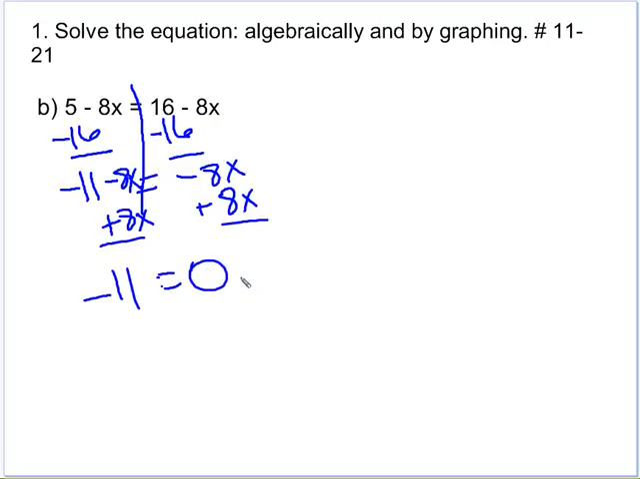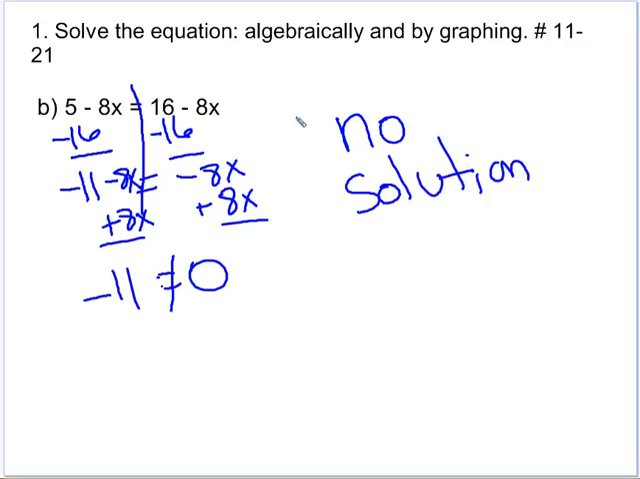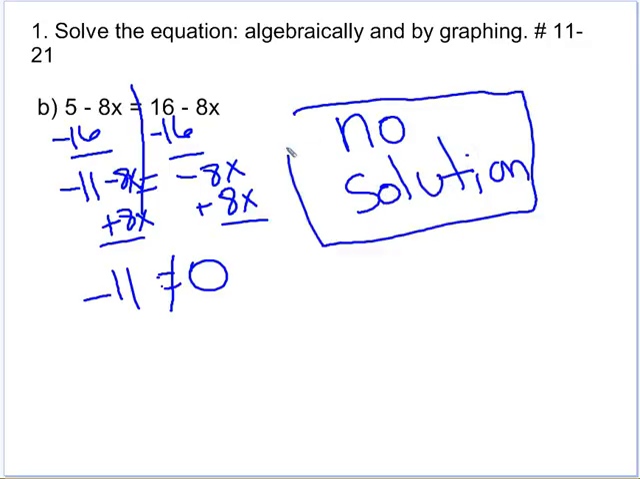What? You know that can't happen. Negative 11 can't be 0. It's either negative 11 or 0. In this case, there really is no solution. This whole problem doesn't make sense. So we would say no solution. But again, we showed our work why there was no solution.